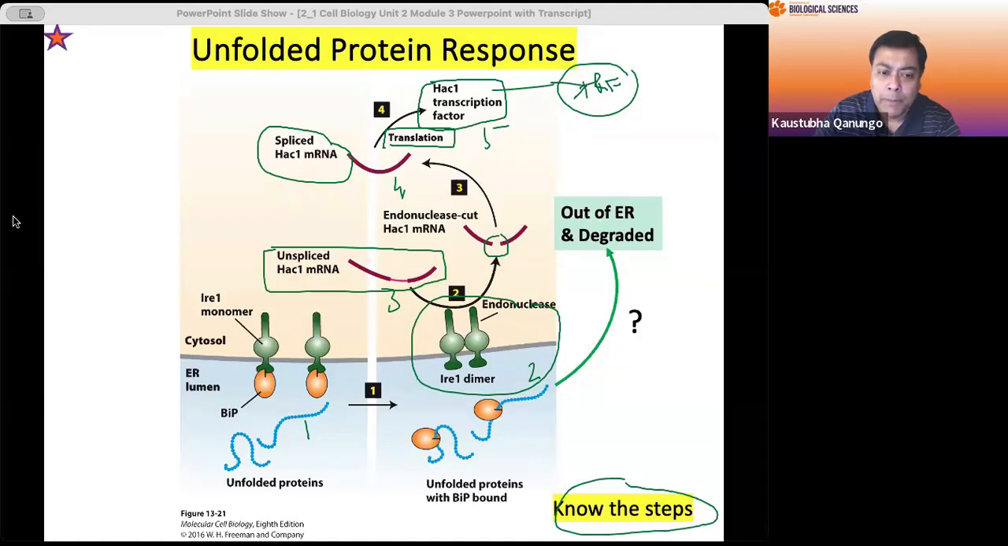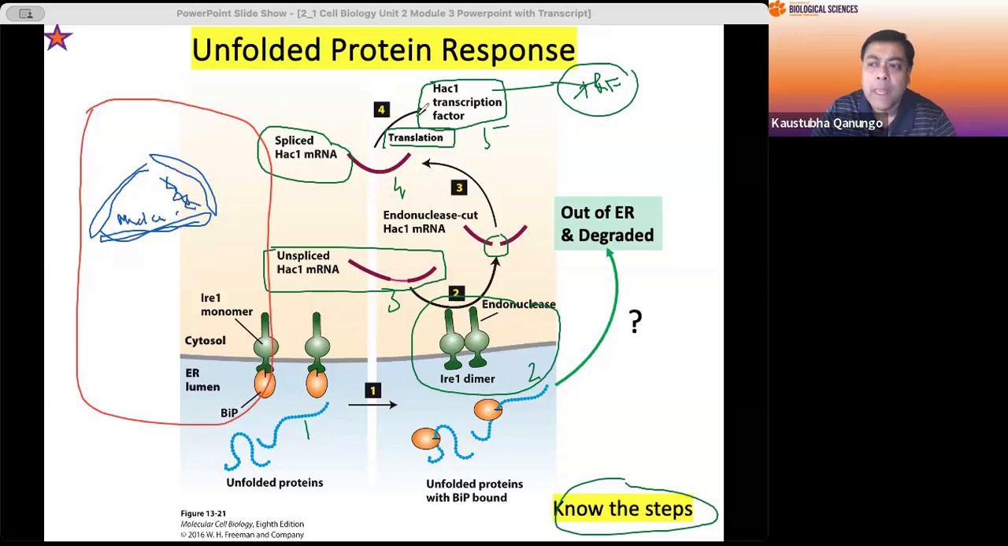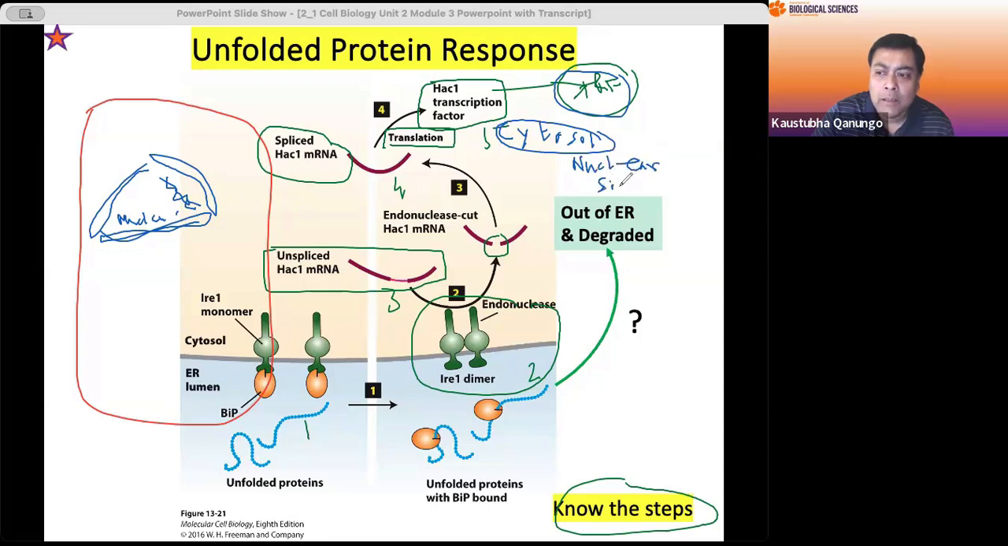Now, the next part, people don't follow through. Remember that you have this cell right here, and you have the nucleus with the double membrane. The nucleus contains the DNA right here. The HAC1 transcription factors are produced in the cytosol. They have a nuclear localization signal, so these transcription factor proteins are going to go all the way inside the nucleus.